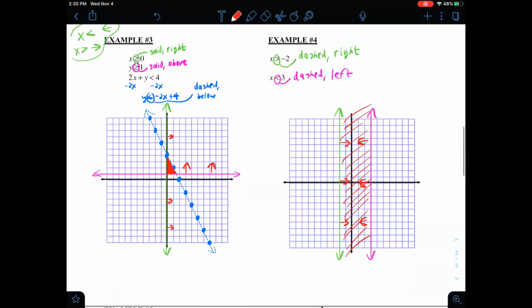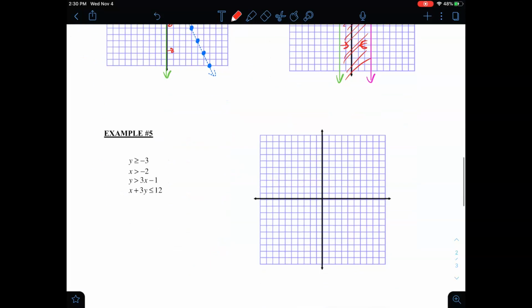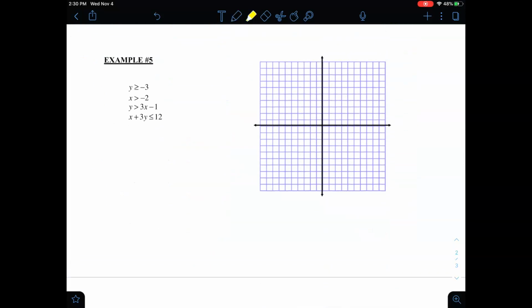And there's our solution. All right, last example is kind of long, and it's going to take a little while, but stick with me, and we'll be done for the day.